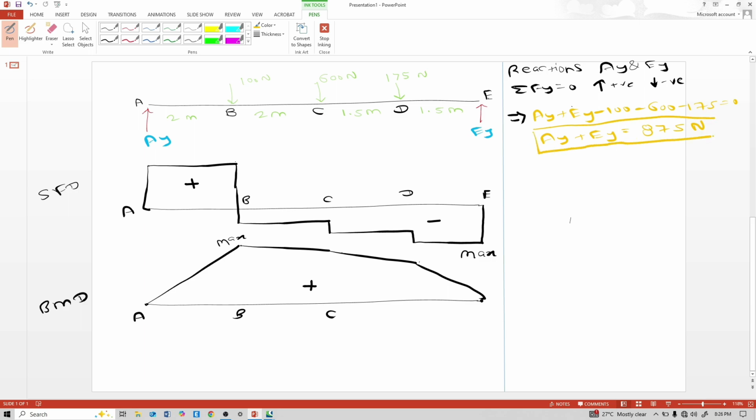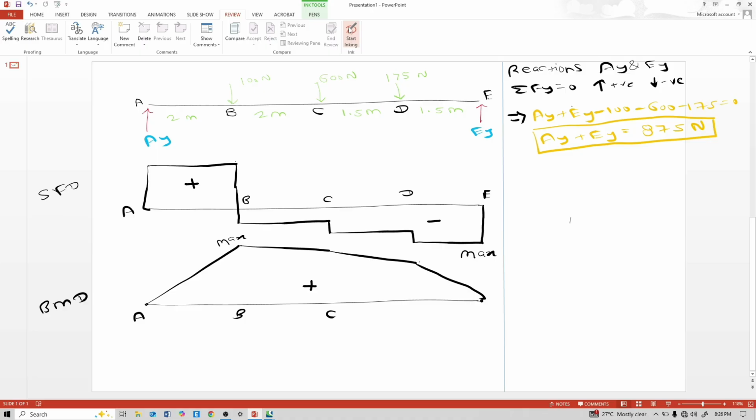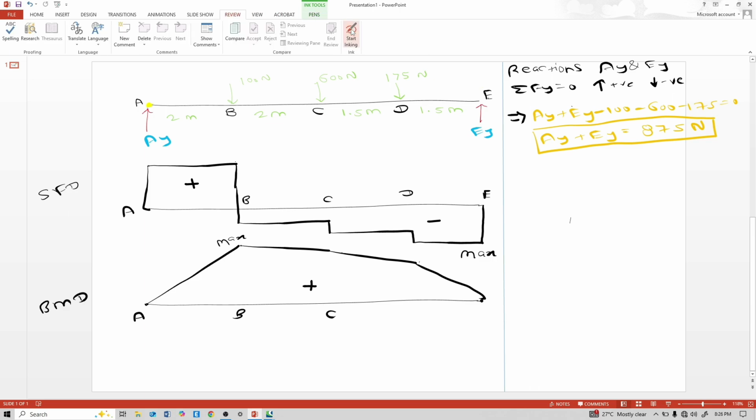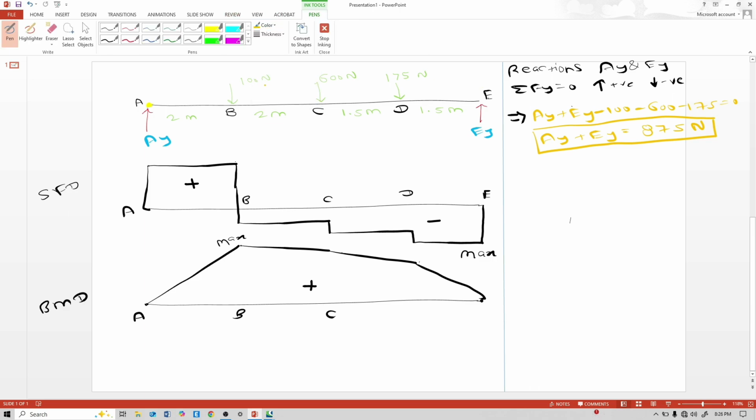Now our objective is not AY plus EY, our objective is AY and EY. So for that we need to calculate either AY or EY. So for that I consider this A point, and at A point I calculate moment. So this EY we will find by the moment equal to 0 equation.